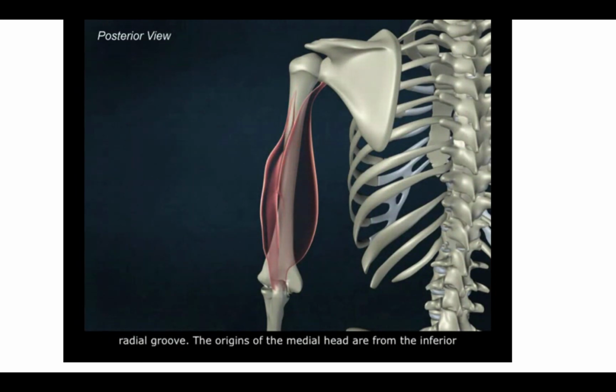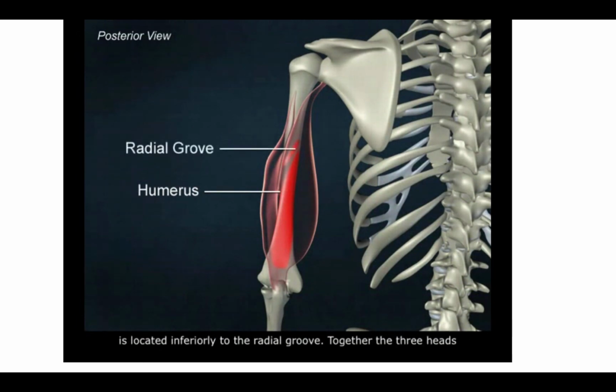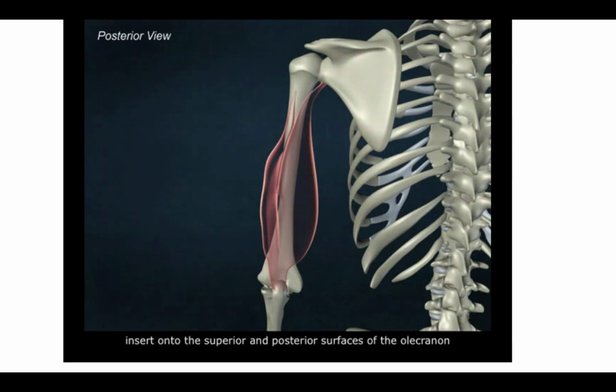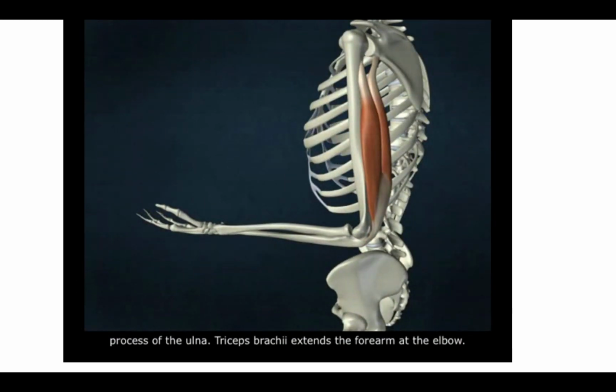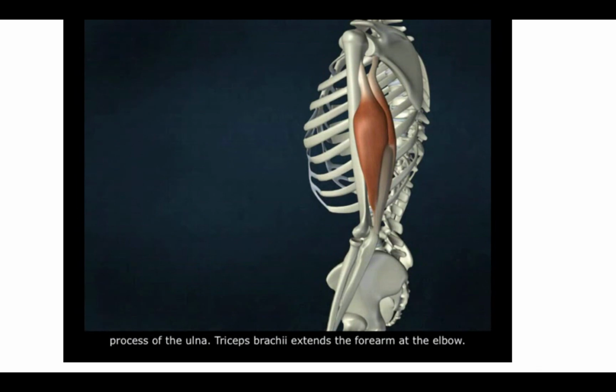The origins of the medial head are from the inferior two-thirds of the medial and posterior surfaces of the humerus and is located inferiorly to the radial groove. Together, the three heads insert onto the superior and posterior surfaces of the olecranon process of the ulna. Triceps brachii extends the forearm at the elbow. It is innervated by the radial nerve.